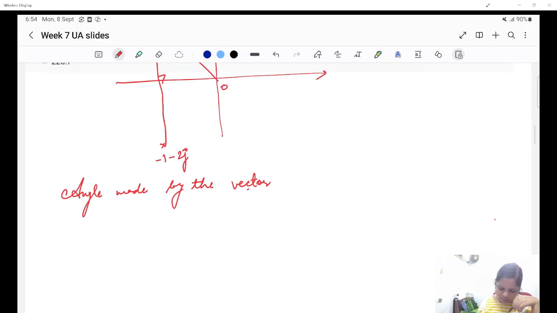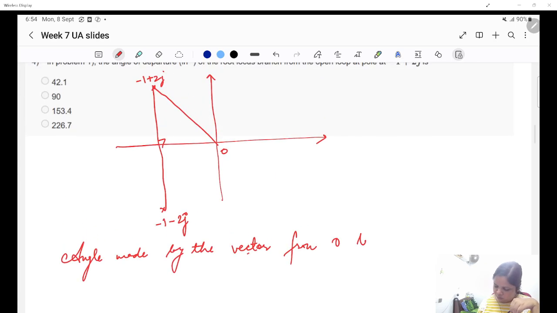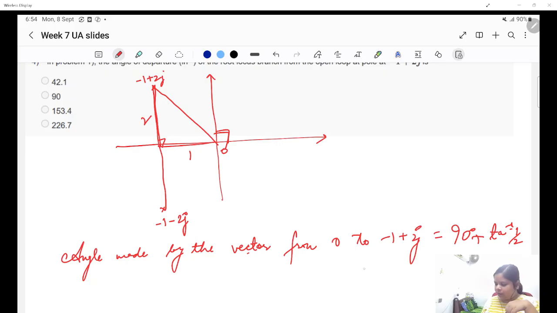Okay, so the angle made by the vector from 0 to -1 plus 2j is what? It is 90 degree. This angle is 90 degree plus, what is this angle? It's tan inverse, this complete is 1 and this is 2. Tan inverse 1 by 2. So it's going to be 90 degree plus tan inverse 1 by 2. You will get it to be around 26.56 degrees approximately. Okay. So this is the angle that you have from here.